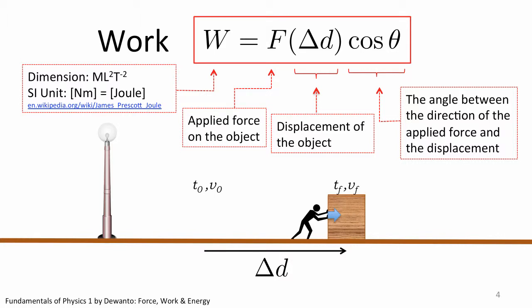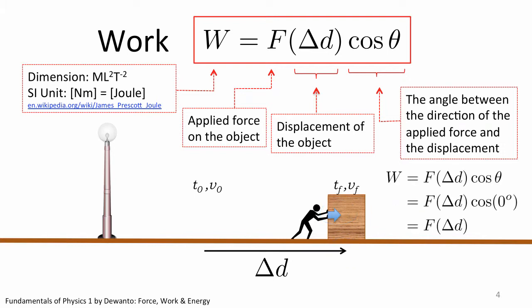Finally, the most intriguing part of this equation is the cosine theta component. Here theta refers to the angle between the direction of the applied force and the displacement. So for instance, in this slide, the force is applied toward the right. The crate is also displaced to the right. Thus, both the force and the displacement are pointing in the same direction. The angle between the force and the displacement is 0 degrees. If theta is 0, cosine theta is 1. Hence, the work in this particular case is simply given by F times delta d.